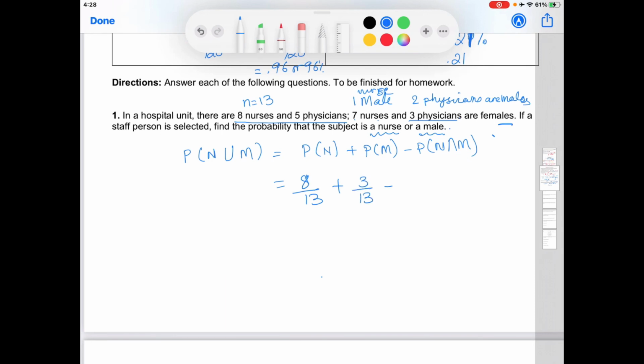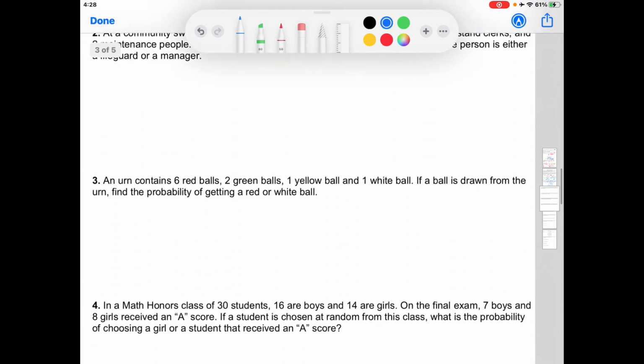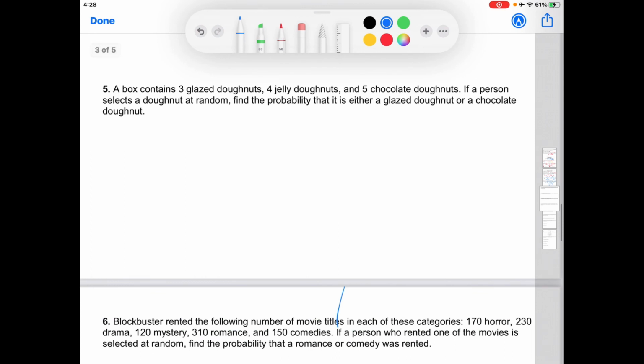And how many are nurses and males? There is only 1 who's a nurse and male, so 1 out of 13. So add these up. Your denominators are the same. Add the numerators. 8 plus 3 is 11 minus 1 is 10 out of 13. So that's basically it. If you want to write it as a decimal, you can. It is approximately 77% or 0.77.